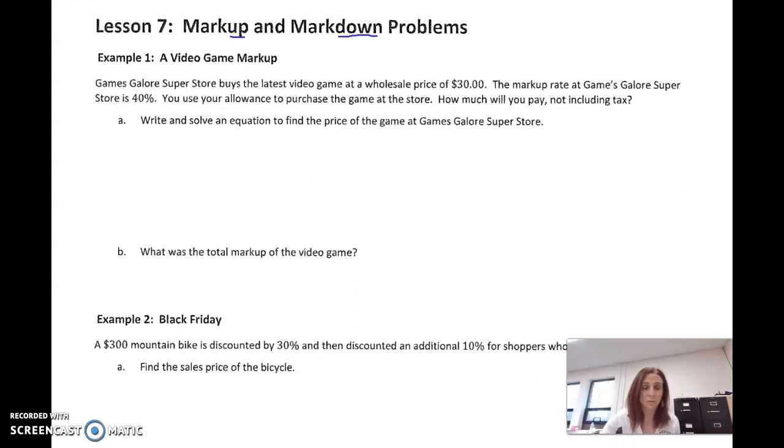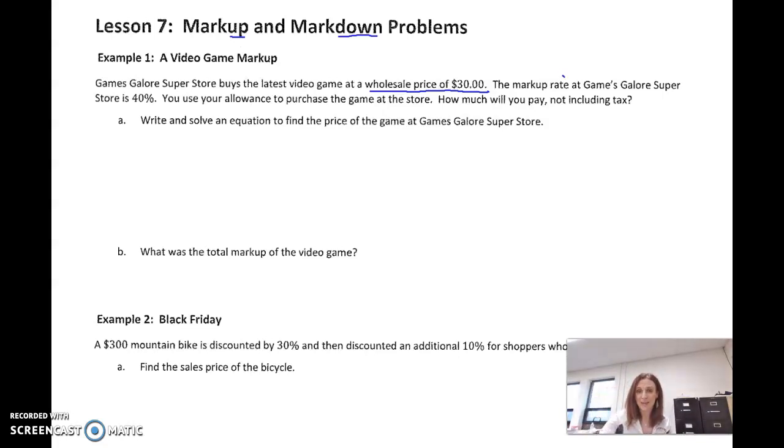Game School or Superstore buys the latest video game at a wholesale price of $30. That wholesale price, you've heard it in commercials, buy wholesale. This is what the company making it sells it for. When it comes to stores for you to buy, they mark it up. That is how they make a profit. And it has to work that way because they need to make some money, right? They got to pay employees, they got to pay electricity. So it's just the natural way things work.